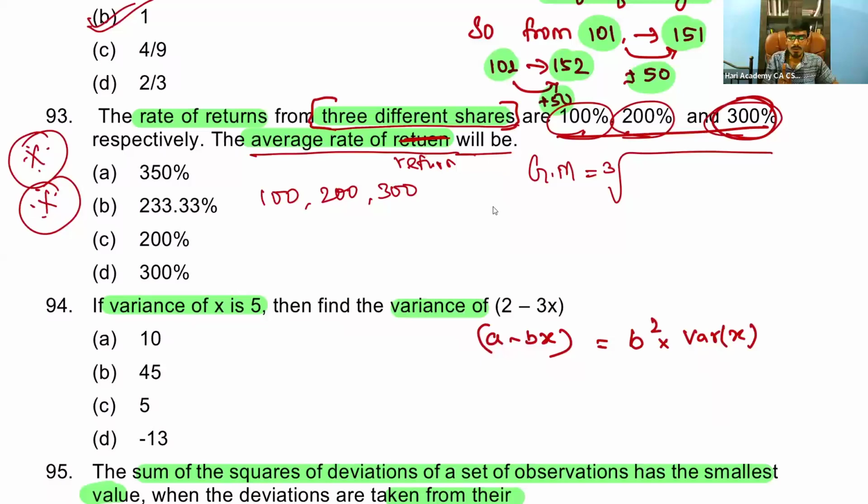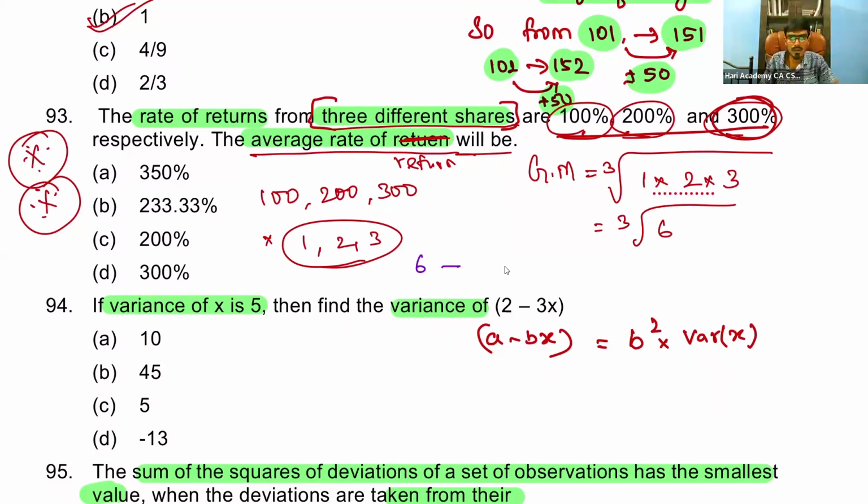Then 94. If the variance of x is equal to 5, find the variance of 2 minus 3x. Whenever it is ax plus b, we write a square into variance of x. What is a square here? 3. 3 square is 9 into variance of x. So 9 times 5 is 45. Answer is option B. Are you enjoying? 95. The sum of the squares of the deviations of a set of observations is given as the smallest value. What deviation? The sum of the squares of the deviations is nothing but d square. D square is nothing but the arithmetic mean.